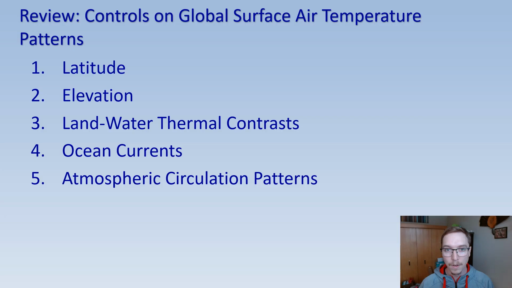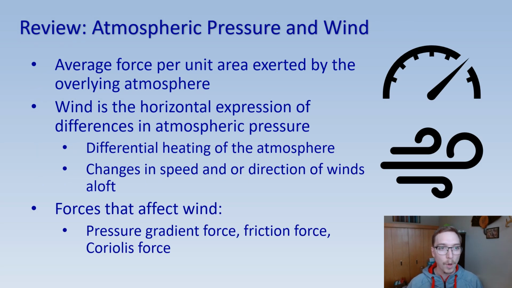So first off, let's review controls on global surface air temperature patterns. We have latitude, elevation, land and water thermal contrasts, ocean currents, and atmospheric circulation patterns. We may recall from our atmospheric pressure and winds lectures that pressure is just the average force per unit area exerted by the overlying atmosphere. Wind is the horizontal expression of differences in atmospheric pressure, which is caused by things like differential heating of the atmosphere and changes in speed or direction of winds aloft. And forces that affect wind include the pressure gradient force, friction force, and Coriolis force.